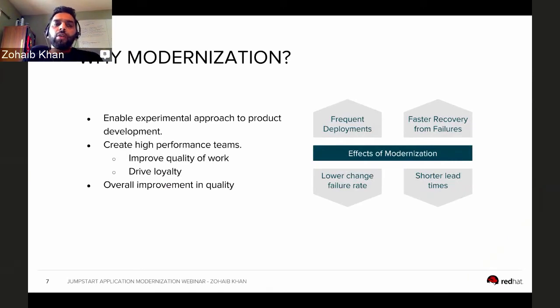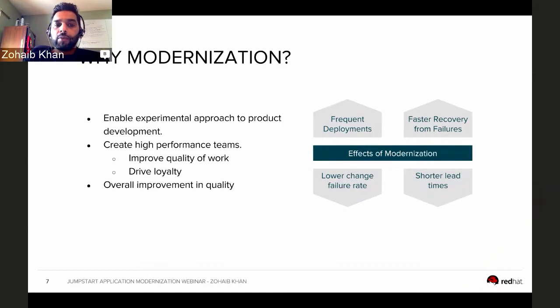First of all, modernization enables an experimental approach to product development. This has long been a challenge in a typical enterprise, where we see the typical release cycles are anywhere from 6 months to 9 months. We generally see one release a year, maybe two, for a large portfolio of systems. And they generally go through a very large funnel of synchronization, where a lot of environment is locked down for a single release of multiple systems at the same time.